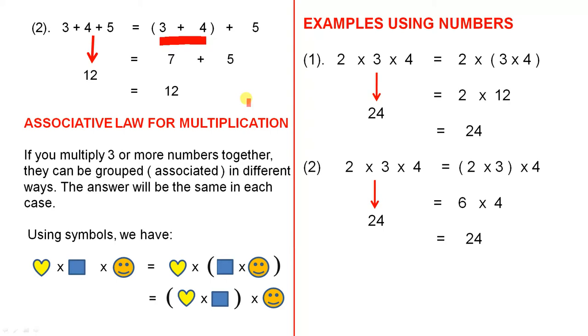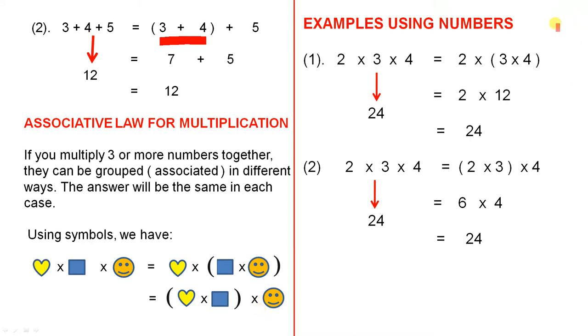Now we have the associative law for multiplication. If you multiply three or more numbers together, they can be grouped or associated in different ways. The answer will be the same in each case. Using symbols we have, if you're multiplying a heart by a square by a smiley face, you can multiply the square by the smiley face first, then multiply that answer by the heart, or you can multiply the heart by the square first and multiply that answer by the smiley face. In each case, you get the same answer.